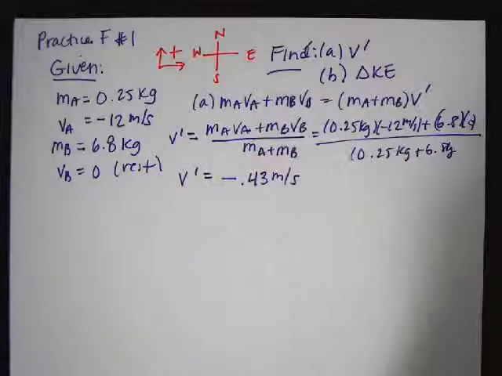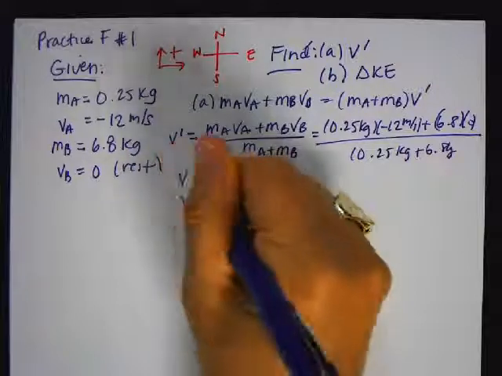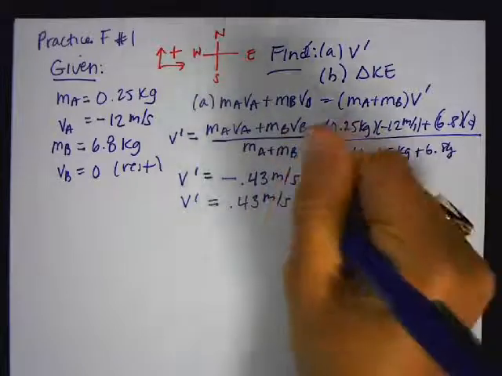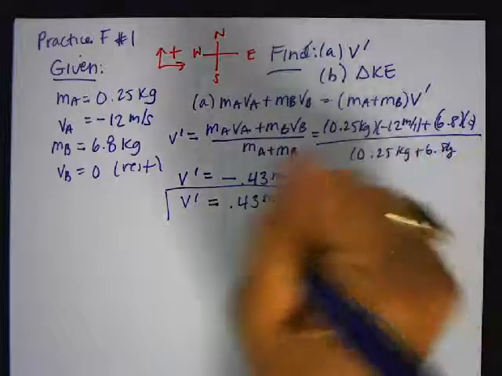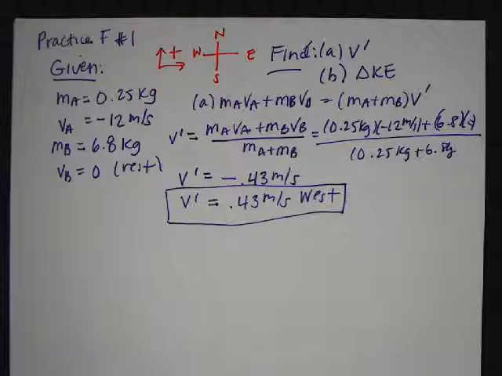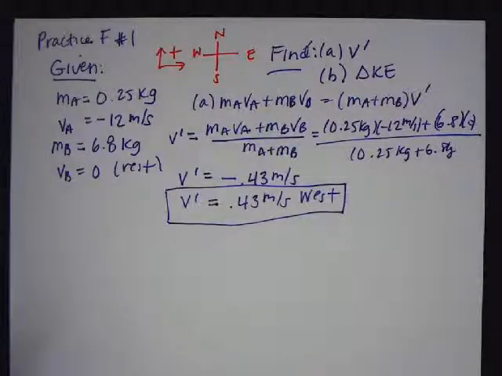But the negative sign means something. The negative sign, according to my sign convention, means it's to the west, while my final answer is V prime is equal to 0.43 meters per second west. And that's my final answer. So again, I always need to make sure I'm aware of my sign convention. I need to establish my sign convention in the beginning because momentum is a vector quantity and it has both magnitude and direction. And then my final answer has to have both magnitude and direction.